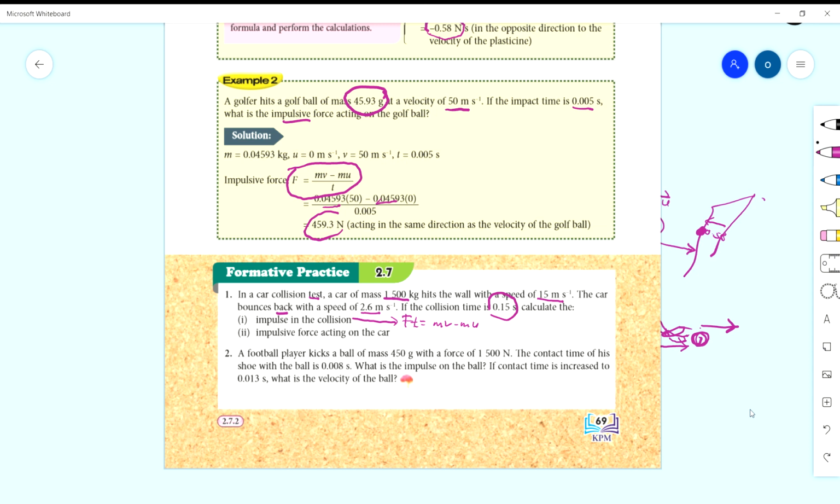A football player kicks a ball of 450, this is not SI unit, the force is given, the contact time is given, so the question is, what is the impulse on the ball? If the contact time is increased, what is the velocity of the ball? Okay, so if you increase the contact time, supposed to be you get faster or slower. Okay, so do your math. Alright, so this is very simple. I hope we can understand this easily. Then for next class, we're going for 2.8. Alright, thank you.